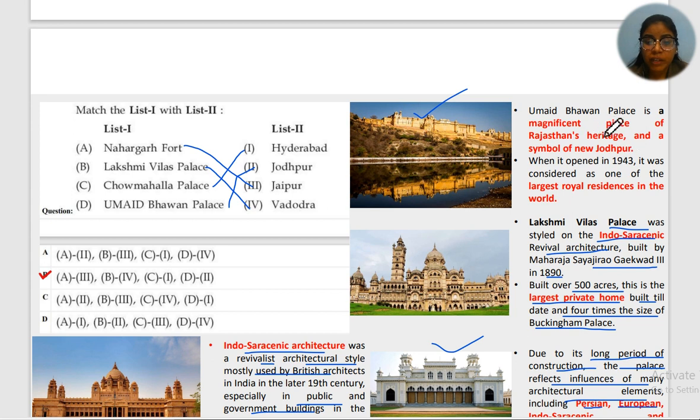So if we talk about the Umaid Bhawan Palace, it is a magnificent piece of Rajasthan heritage and a symbol of New Jodhpur, and it was opened in the year 1943. It was considered one of the largest royal residences in the world. So, Umaid Bhawan Palace is in Jodhpur. It is also considered the largest royal residence in the world.